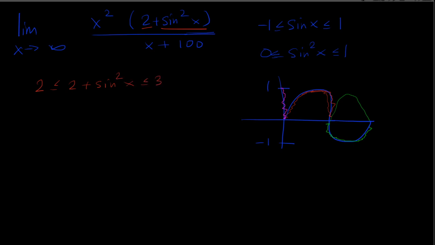Okay, and the last piece in the numerator will be the x squared. So I'm going to multiply everything by x squared to get 2x squared less than or equal to x squared times a quantity 2 plus sine squared and less than or equal to 3x squared. And the last thing in the denominator will be the x plus 100. So I'm going to divide everything by x plus 100.